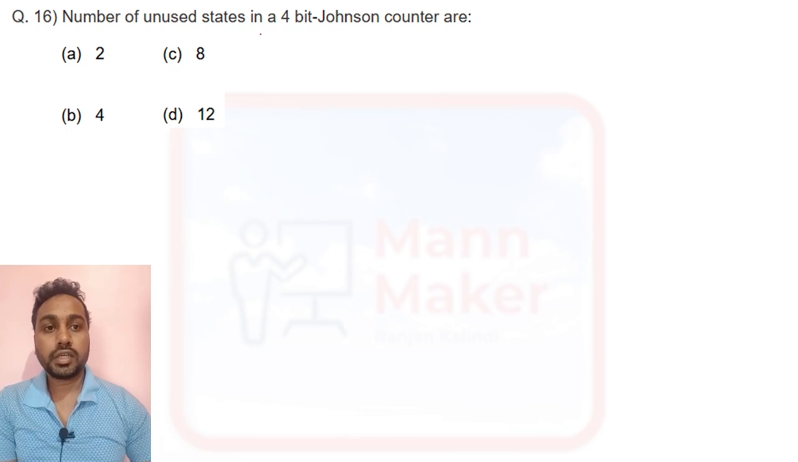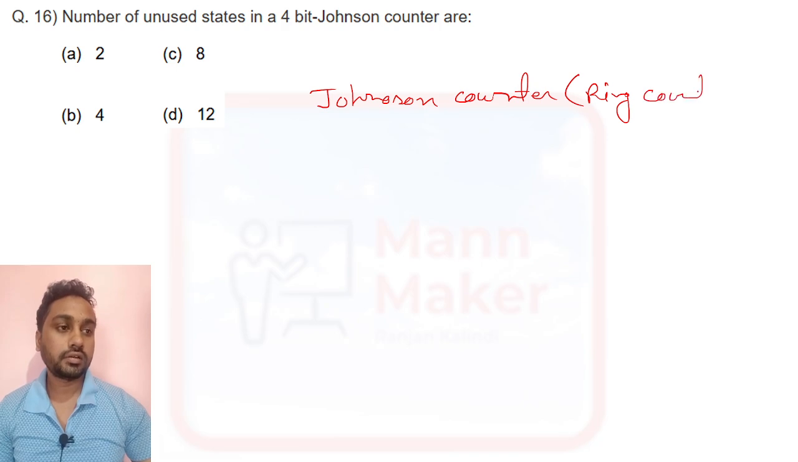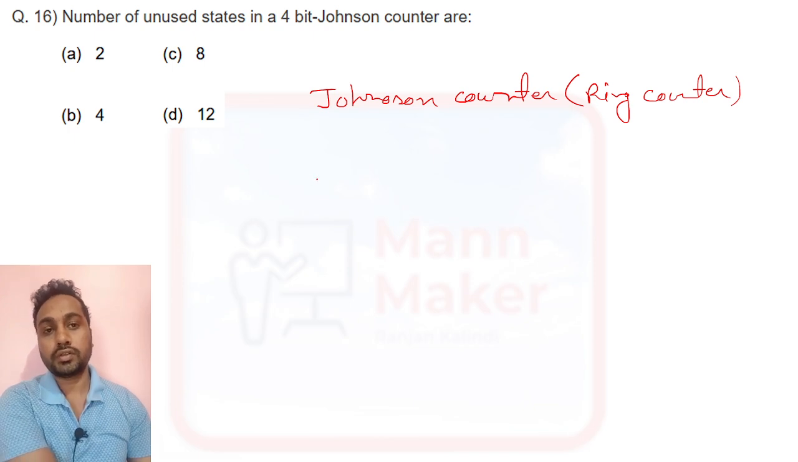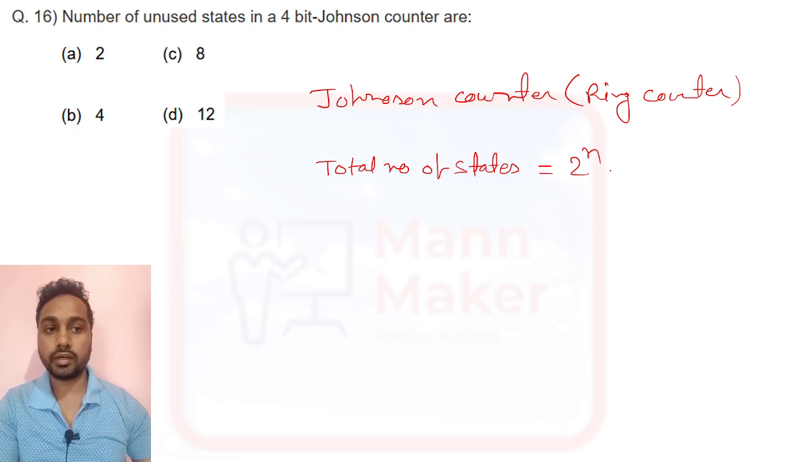Number of unused states in a 4-bit Johnson counter. Johnson counter is also called a ring counter. So if you calculate the total number of states in a counter, that will be 2 to the power n. Here n is what? They are asking for 4-bit. So 2 to the power 4 is equal to what?